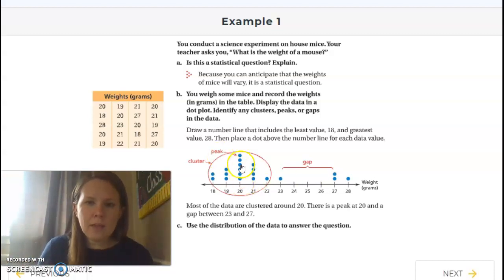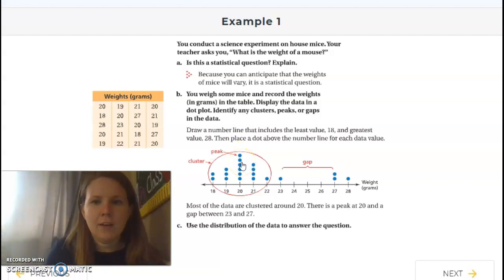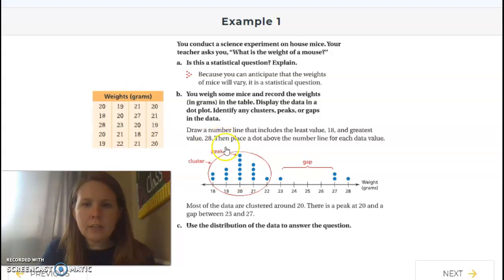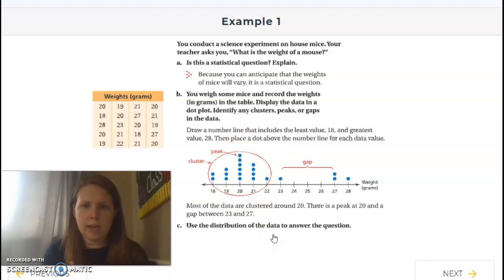Your peak is going to be the highest point, which I just happened to pull out, which was that 20, okay? So that has the most data on it because there were 6 different mice that all measured 20 grams, so that is your peak. And then your cluster is going to be where the most amount of data is. So this is why they put a cluster as kind of a circle here, okay? So most of the data is right there. So they say most of the data are clustered around 20, okay? So that's kind of how you could also explain your cluster.